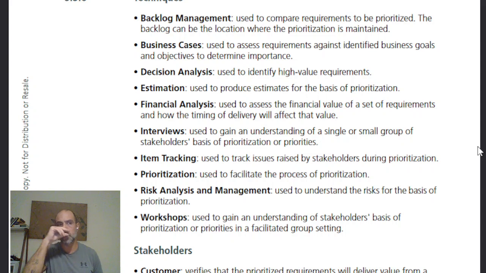Naturally, because sometimes you start with a requirement expecting a dependency to be ready, but maybe the dependency is not fulfilling its part, or maybe that's not the one we were looking for, or maybe we overshot how much we could rely on it. Business cases used to assess requirements against identified business goals and business objectives to determine importance.